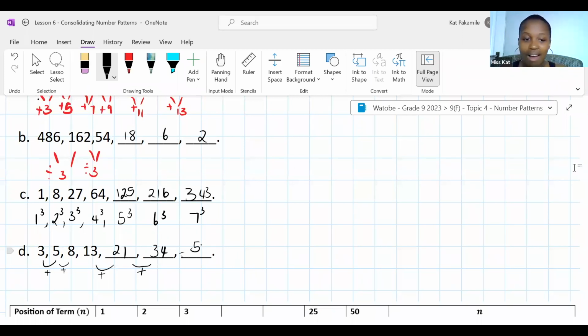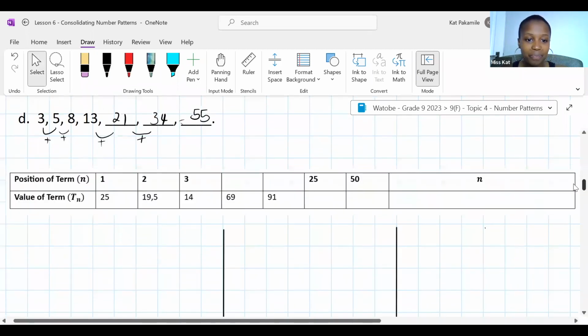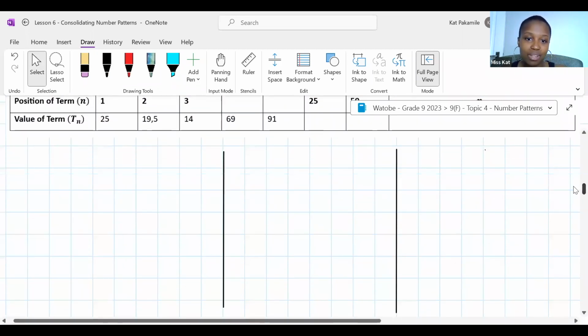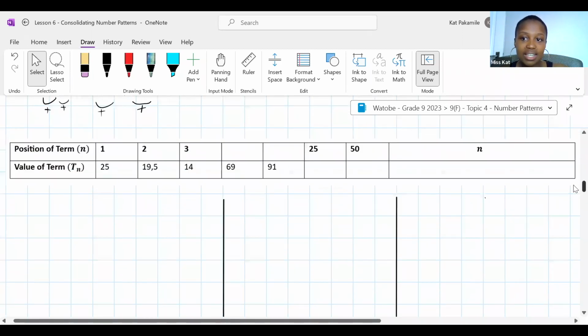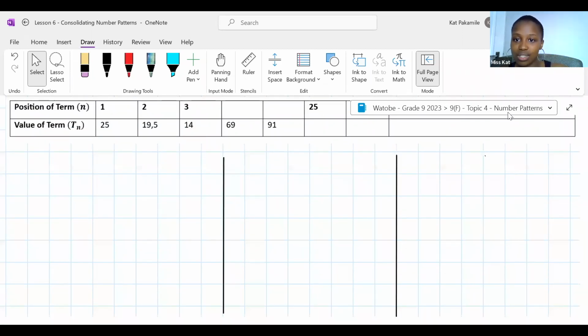Okay, let's move on. We are done. And now we're going to come to the real stuff. We have to find Tn for this table. Now, we're doing linear and non-linear number patterns. So in this case, I would suggest that you first check whether something is linear or non-linear. That's what I say, right?